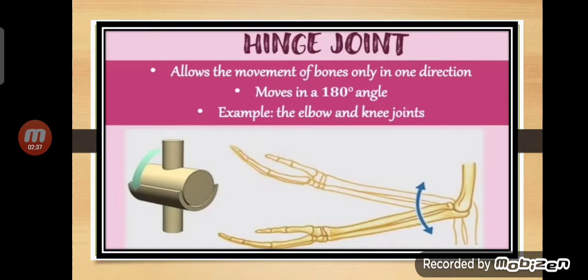So, where can you see this hinge joint? Children, it is seen in the elbow. You can move your elbow and the knee in one direction only. Children, so you can keep in mind that hinge joint has the movement of bones only in one direction, that is in the elbow and the knee joint. Okay, children?